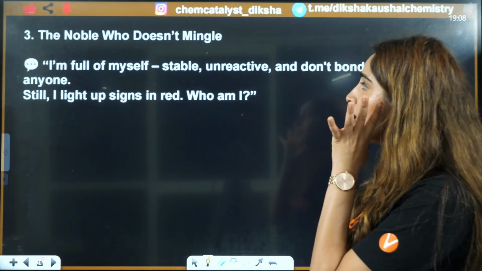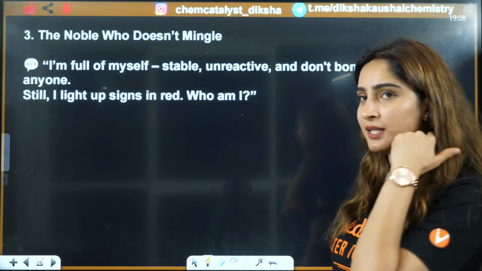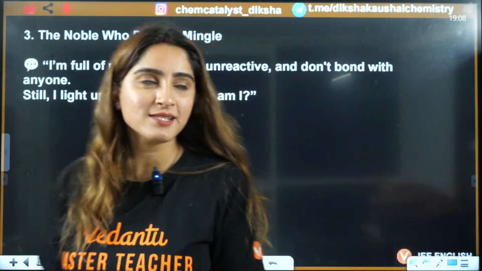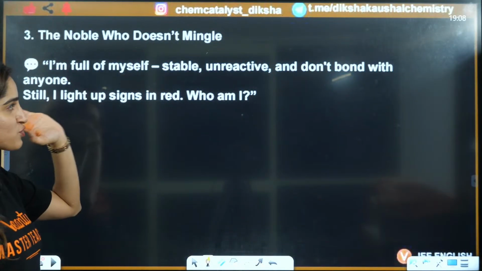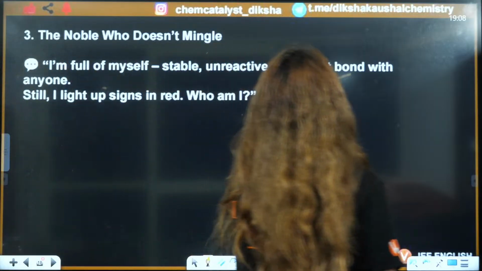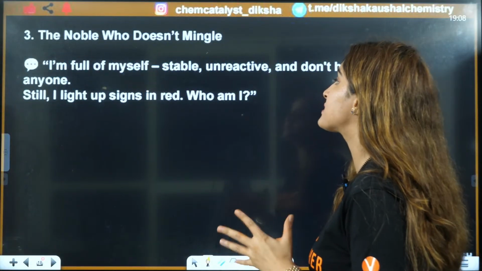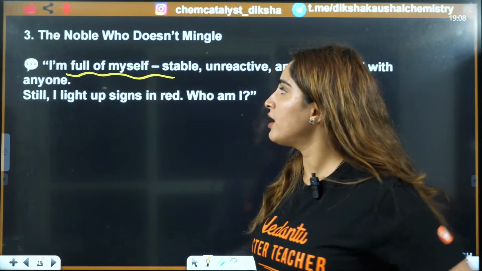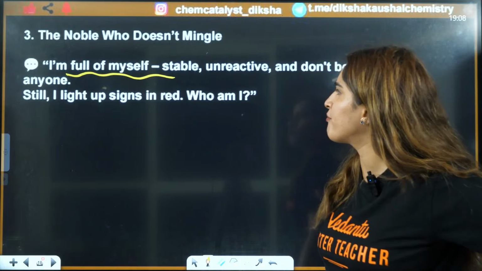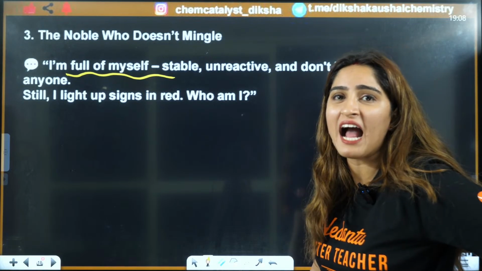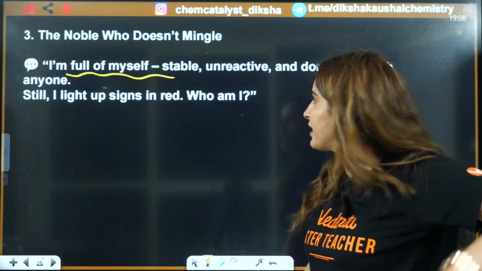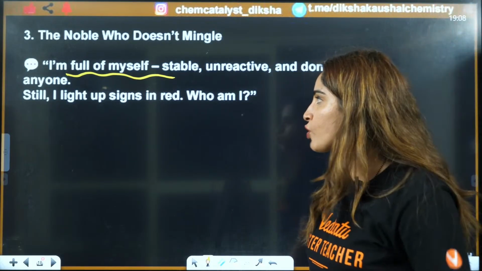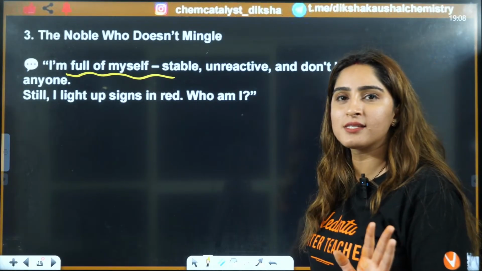The noble gas, the noble who don't mingle. I am full of mystery, stable, unreactive, don't bond with anyone. Still, I light up signs in red. Who am I? I'm full of myself. I'm stable. I'm not reactive. It's like I'm single. I don't want to mingle, right? Don't bond with anyone, right? I'm happy in my own zone. Still, I light up signs in red, right?